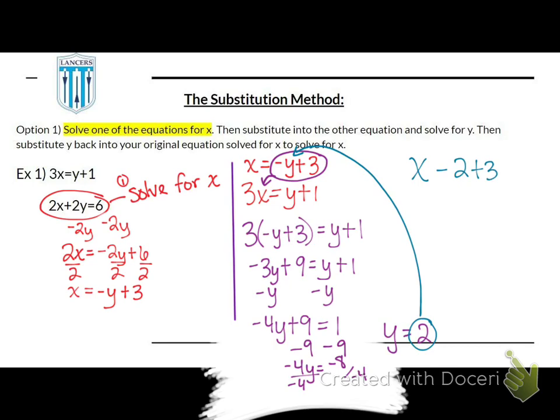Oop, equals. Okay, that was a negative y. That's why I made the 2 a negative 2. Negative 2 plus 3 is? 1. How would I write my answer? 1, 2. 1 comma 2 as an ordered pair. X comma y, no matter what order we had solved it in.